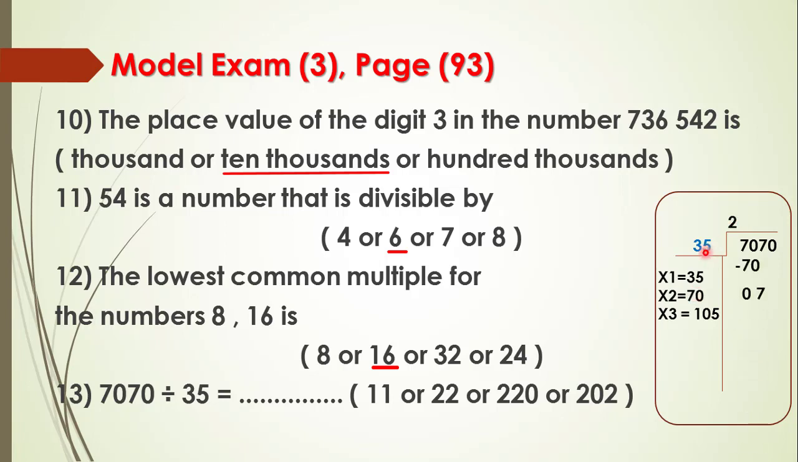I subtract. The result will be 0. Then drop down 7. 7 divided by 35 can't be. 7 is less than 35, so I'll put 0. 0 times 35 equal 0, so the result will be 7 as it is. So I'll now drop down 0. 70 divided by 35 equal 2. Then 2 times 35 equals 70, and subtract. The result is 0. So the result here is 202. We will choose 202.